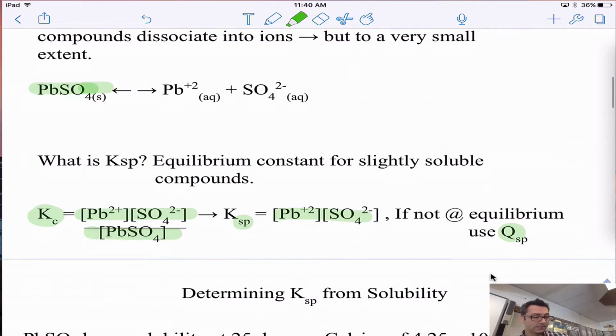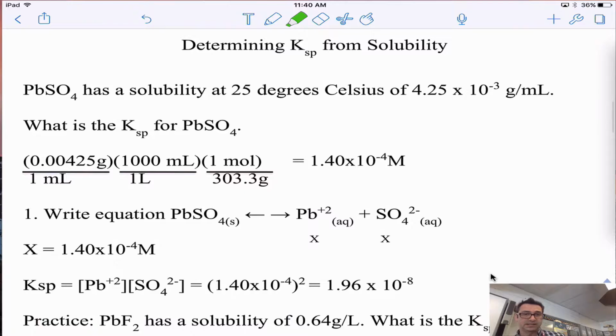So how does this look mathematically? Let's look at a problem. Here's the same salt, PbSO4, and they ask you what's the Ksp for PbSO4, and they give you the concentration in grams per milliliter. The first thing I need to do is make the concentration into molarity, because that's what gets plugged into the Ksp. So I take the grams, which is per 1 milliliter, and multiply by 1,000 milliliters per liter. Then I change it from grams to moles by multiplying by 1 over the molar mass. And I get this molarity right here.